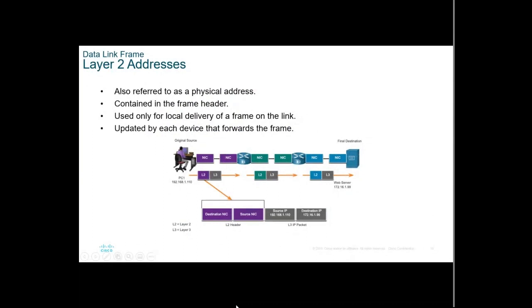Layer 2 addresses are referred to as physical addresses. They're contained in the frame header, and they're used for local delivery. That's a key term here, local delivery. MAC addresses are only used on the LAN. They do not cross between one network and another network. You can never use a MAC address to find a computer that's on the internet, for example. They're only used in a local area network to find the individual computers.